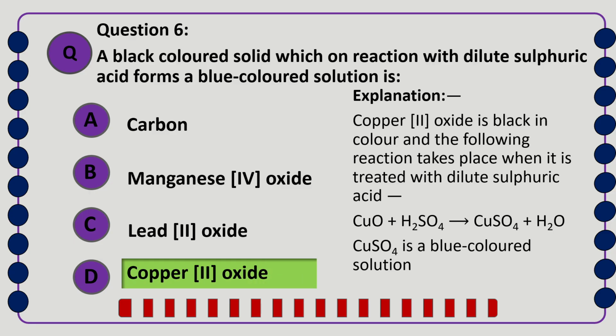If you see, all the options are black in color, but the suitable answer for this question is copper oxide. Copper oxide is black in color, and the following reaction takes place when it is treated with dilute sulfuric acid, and it will form blue colored copper sulfate. I hope this concept is clear. Let us proceed with question number 7.